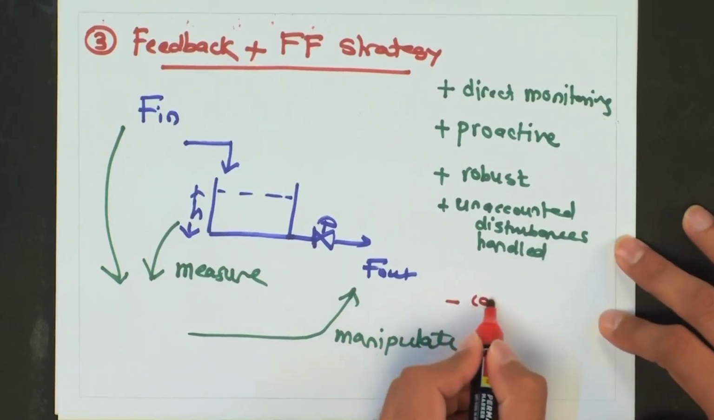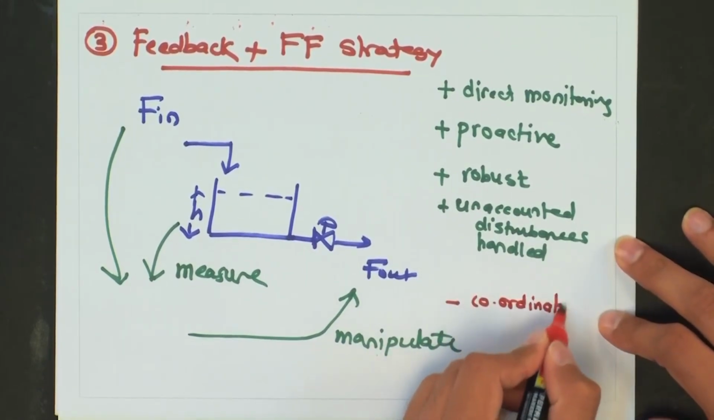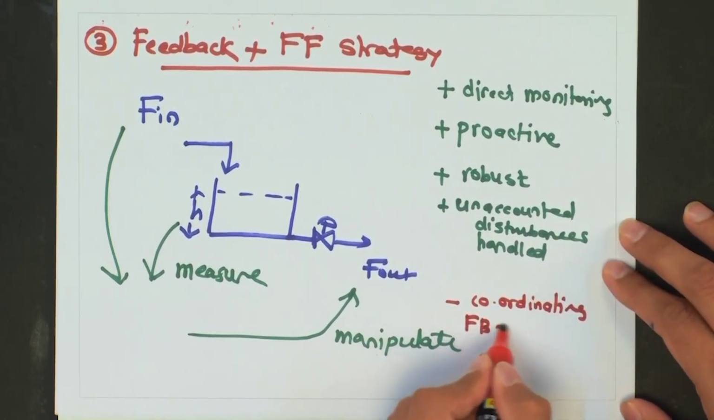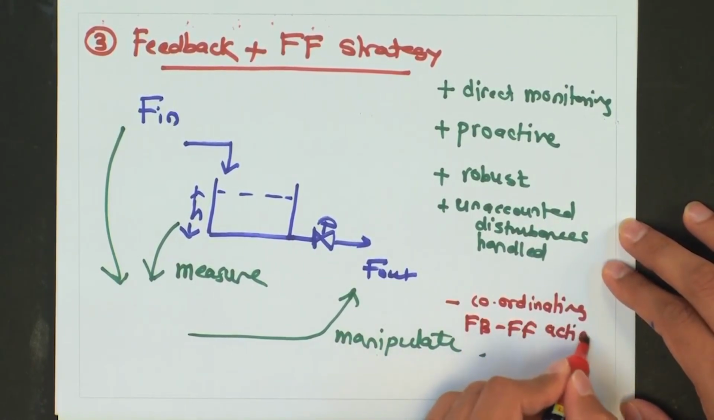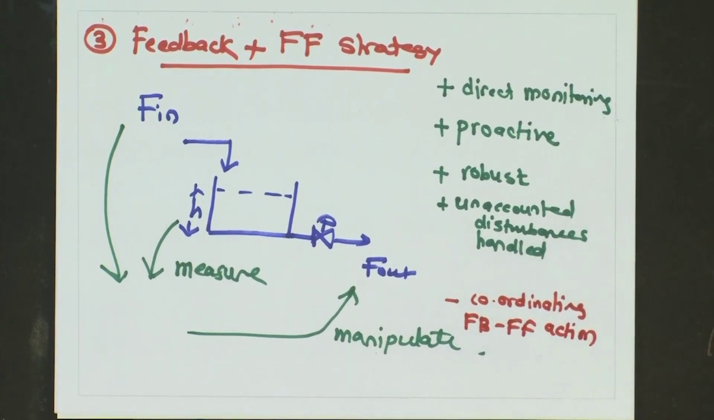So, coordinating feedback and feed forward action is one of the main limitations of this particular control strategy, and you might have experienced this yourself as well. Let us say if you have to do something and your father tells you one thing and your mother tells you to do exactly the opposite thing, you are torn between these two actions, and that is not a very good situation to be in. The same thing is going to happen to this particular process.